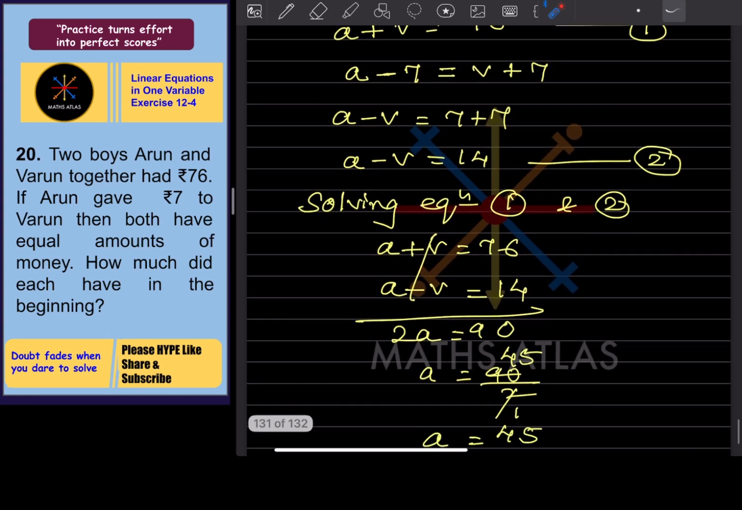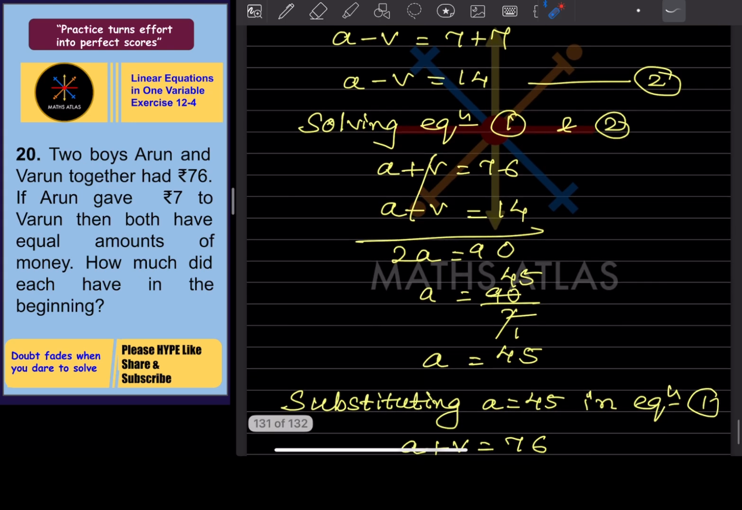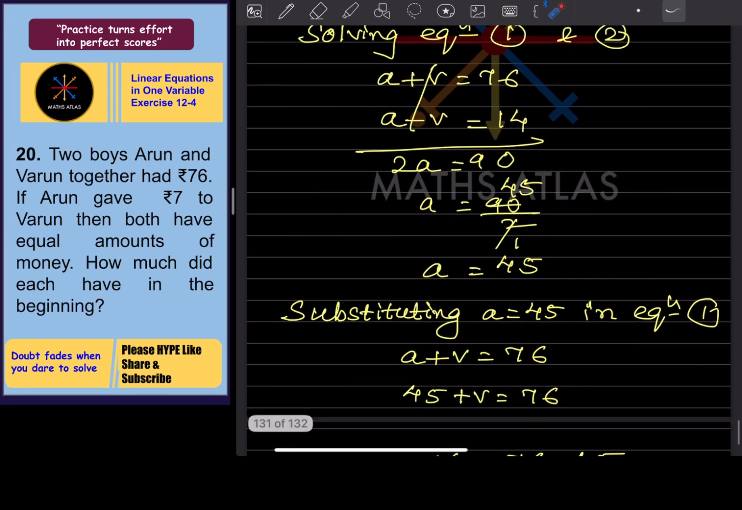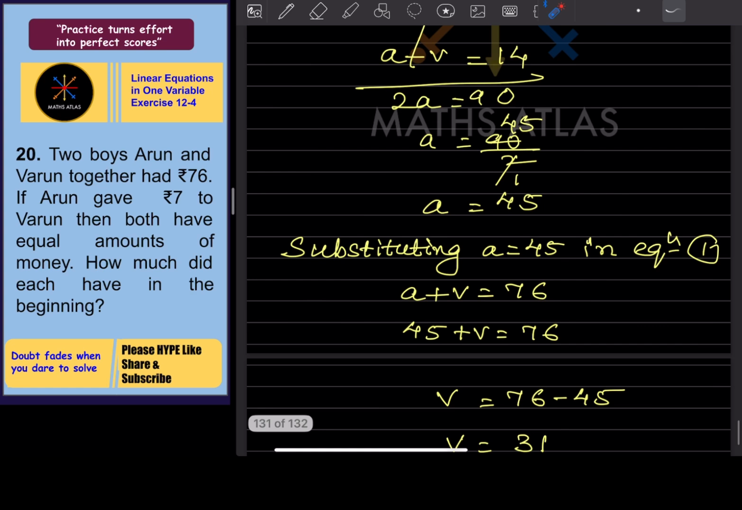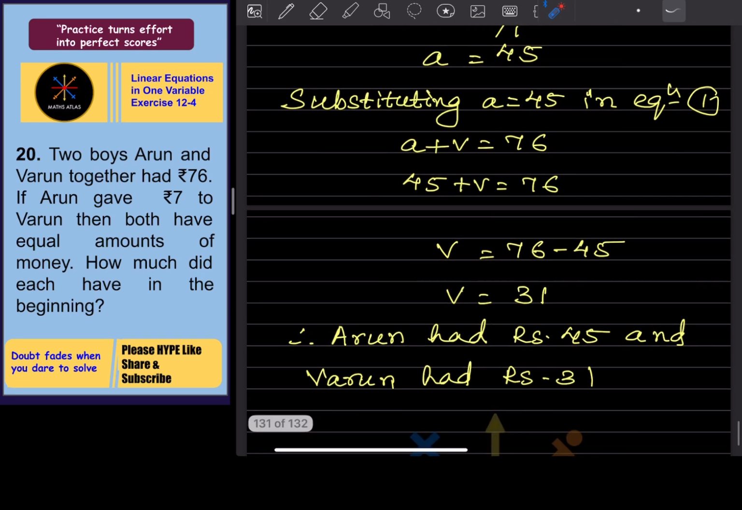Solving equations 1 and 2, this is 1, this is 2. So this gets cancelled out. So 2A is going to be 90. So A is going to be 90 by 2, which is 45. Substituting A equals 45 in equation number 1, in place of A we'll put 45. So V is going to be 76 minus 45. So V is going to be 31. So Arun had rupees 45 and Varun had rupees 31.